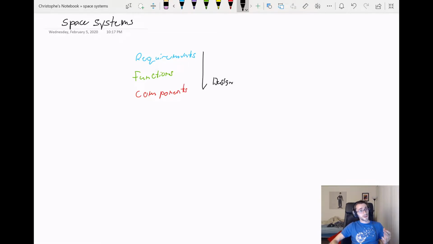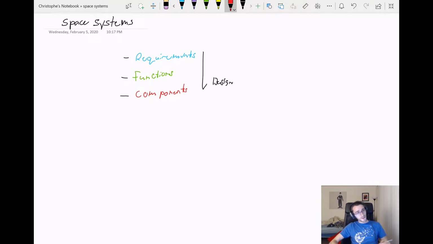Now, previously we talked a little bit about the design process, breaking down requirements into functions, into components. Today we're going to do things in a little bit of a different order. We're going to go completely in reverse. We're going to talk first about the components, then we're going to go over the functions of those components, and then we're going to talk about what kind of requirements you might see in those systems. So without further ado, let's dive right in.